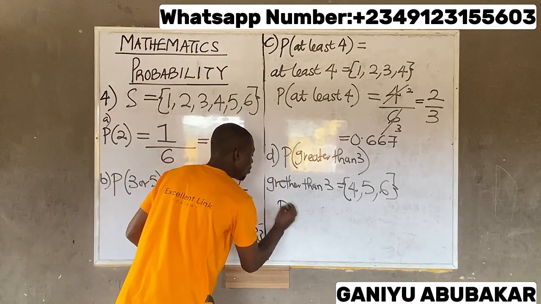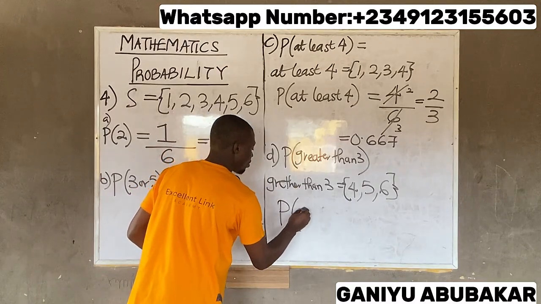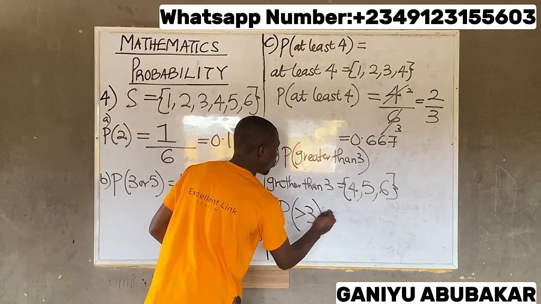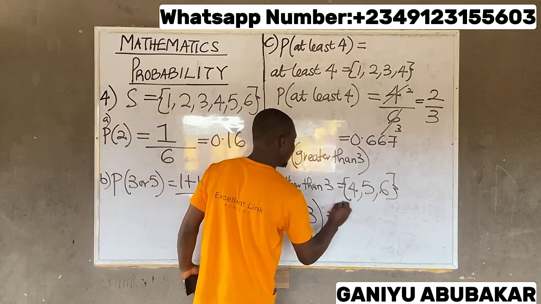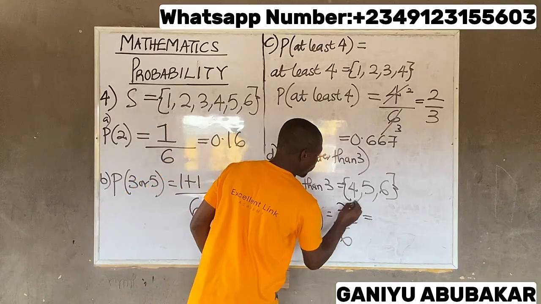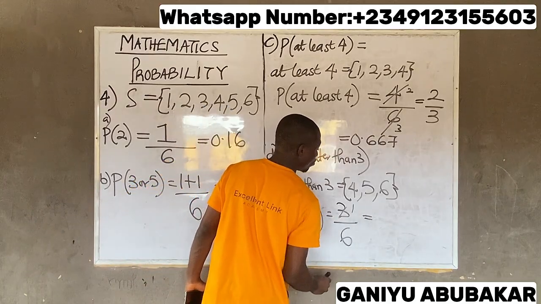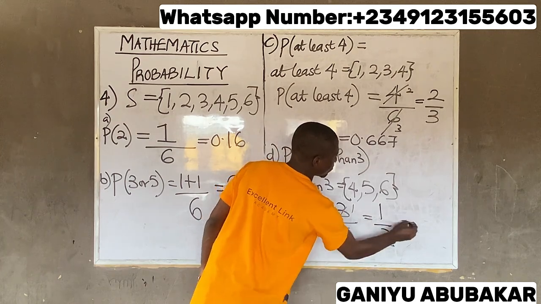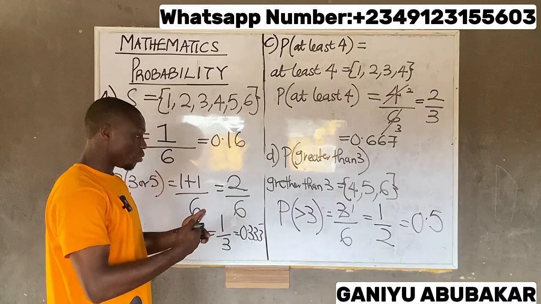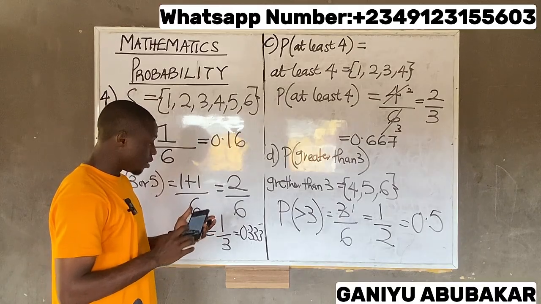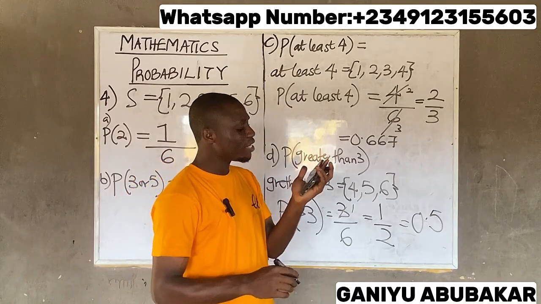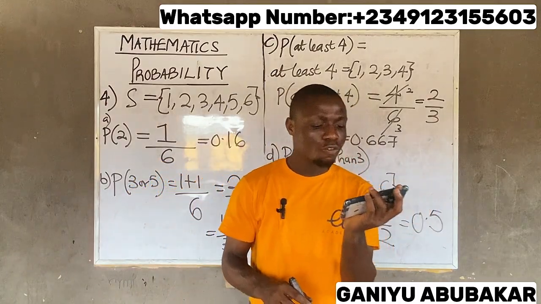So the probability of getting greater than 3 will be 4 to 6, that's 3 over total outcome, which is 6. So 3 here goes 1, 3 here is 2. So 1 over 2. This one gives you 0.5.